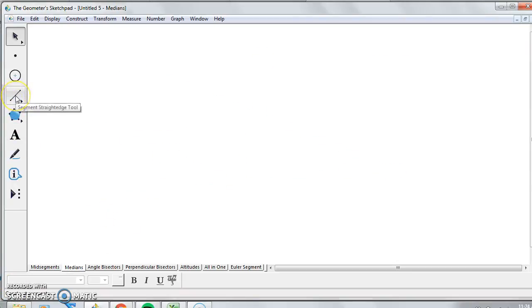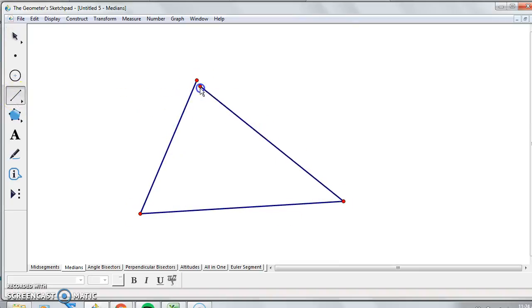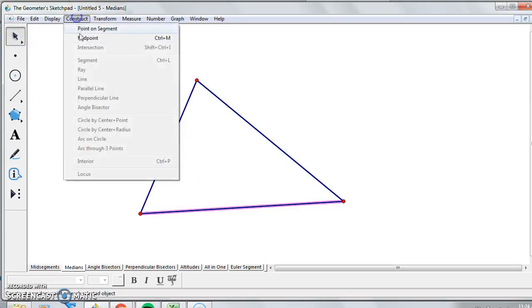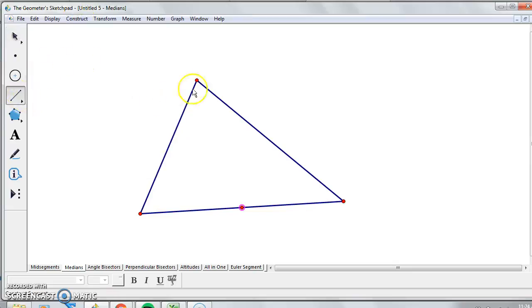The next thing we're going to look at is medians. So I'm going to make a triangle. Definition of a median is a segment that goes from a vertex to the opposite midpoint. So I need to construct a midpoint, connect the two, and voila, we have a median. I'm going to mark those two congruent, because that's how you would mark a median. Congruent. So there's one median.